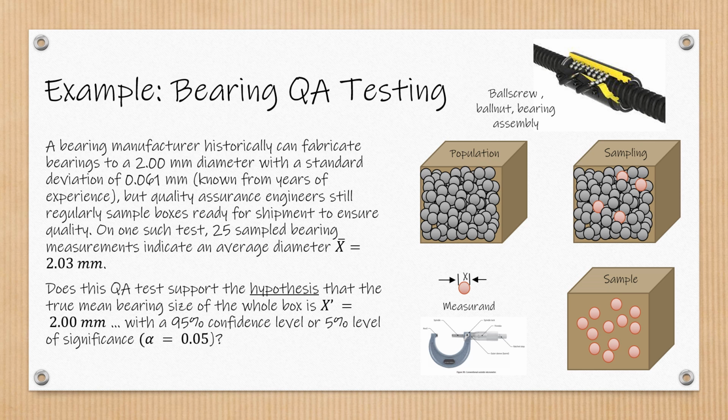Does this quality assurance test support the hypothesis that the true mean bearing size of the whole box is still 2.00 millimeters? Can this be said with a 95% confidence level or a 5% level of significance?